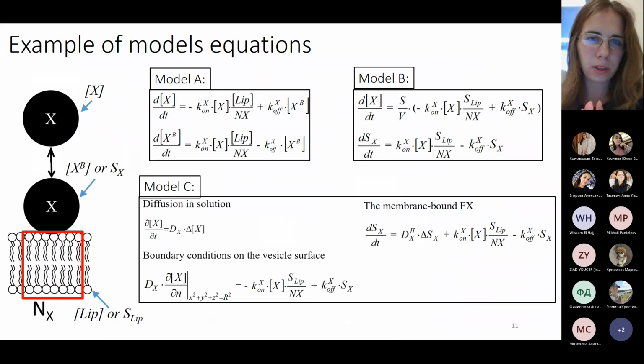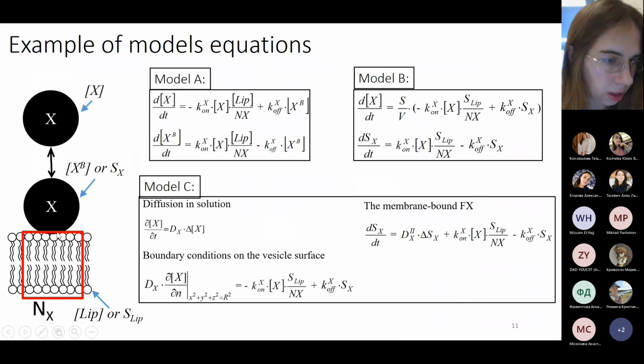Here we have some examples of equations. In model A, it is only an example for factor 10 binding to the membrane. Factor 10 binds to the binding site, which is composed of N with index X phospholipids. In model A, everything is treated like concentrations. It is a simple reversible reaction, and is written according to the law of mass action. It means that the reaction rate is proportional to the reactants' concentration.